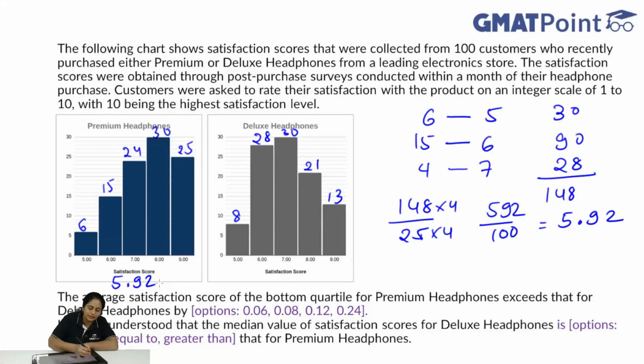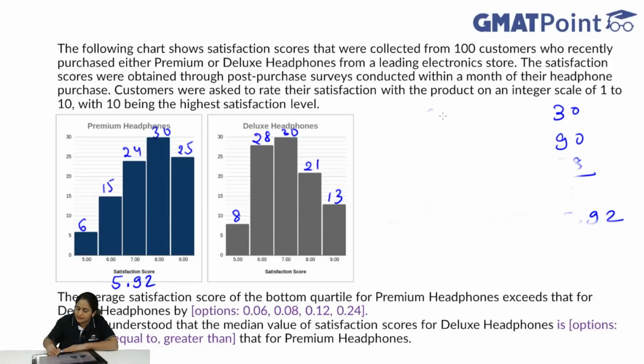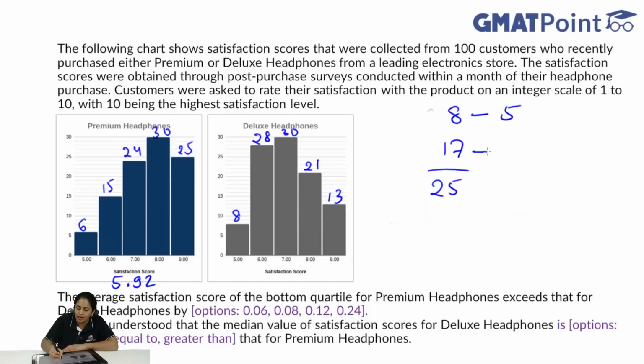Now let us do the same thing for the deluxe headphones. Let's see what the lowest 25 scores are. Okay, that is the bottom quartile score for deluxe headphones. So over here, the least 8 scores are 5. The remaining, we need only 25. We don't need all 28 of these 6-point scores. We need only up to 25. So from these 28, we'll take another additional 17 scores so that our total is equal to 25. So these 17 scores out of these 28 are 6.